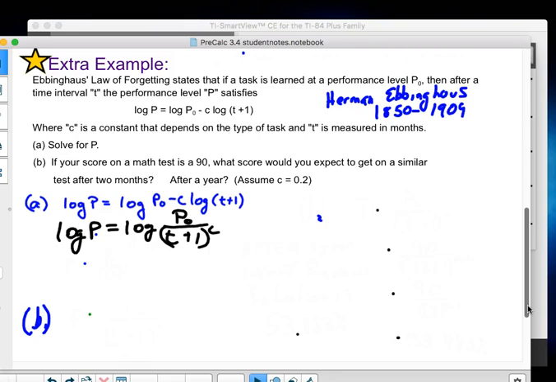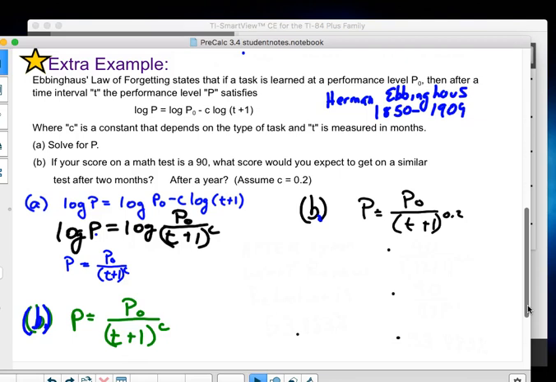Remember, we condensed in one fell swoop, we expanded in one fell swoop on Friday, and I just did it in one fell swoop. Are there any questions about my condensing of that relationship? Now, if the log of P equals the log of P₀ all over (T + 1) to the C power, isn't P the same as P₀ divided by (T + 1) to the C power? Aren't they the same?